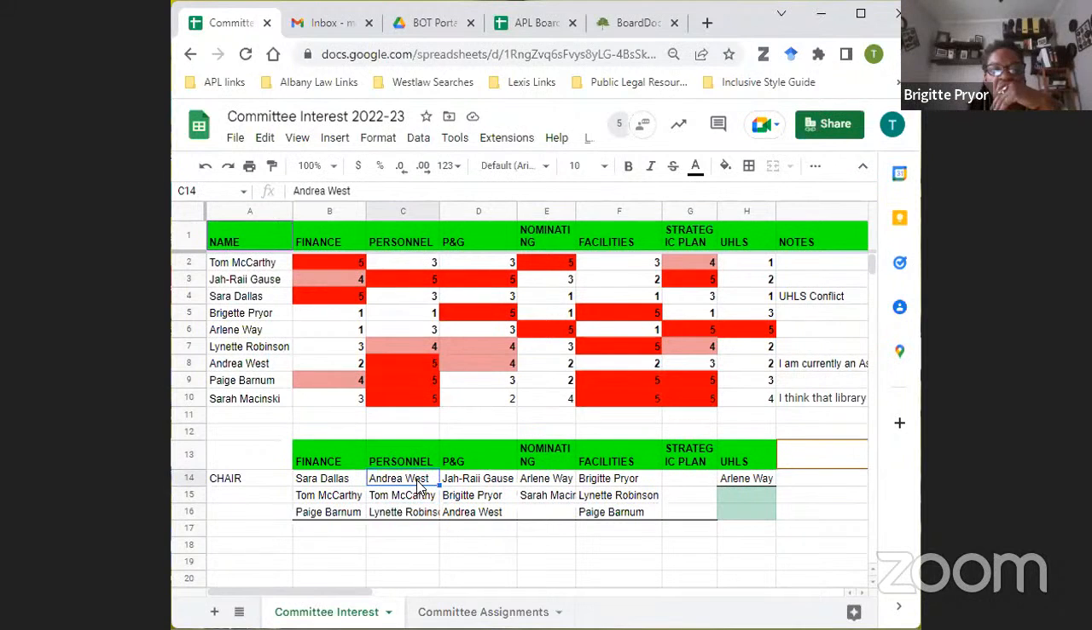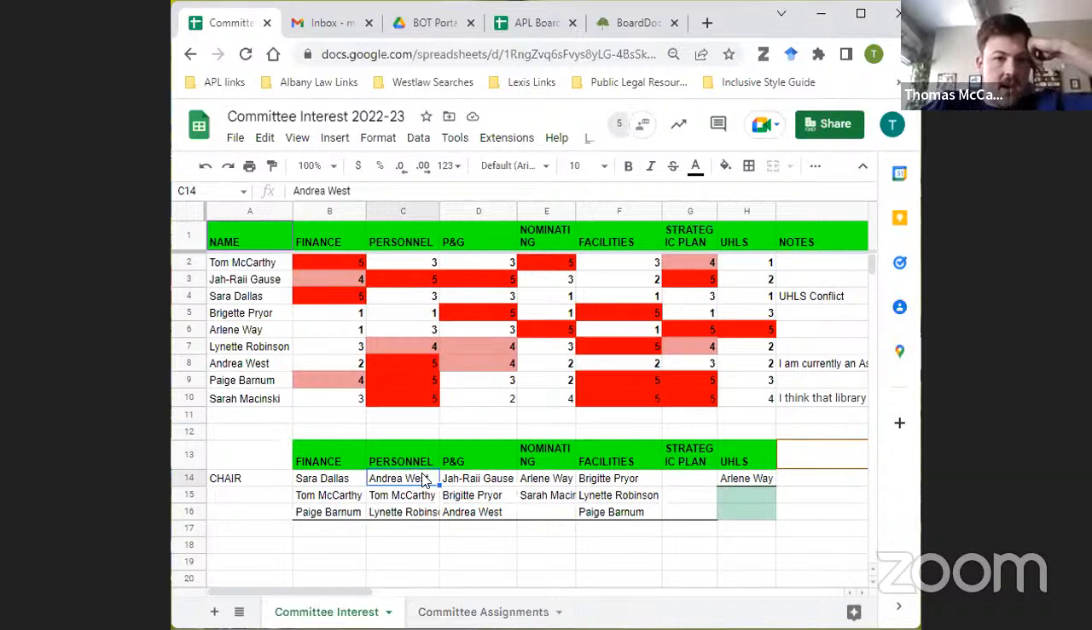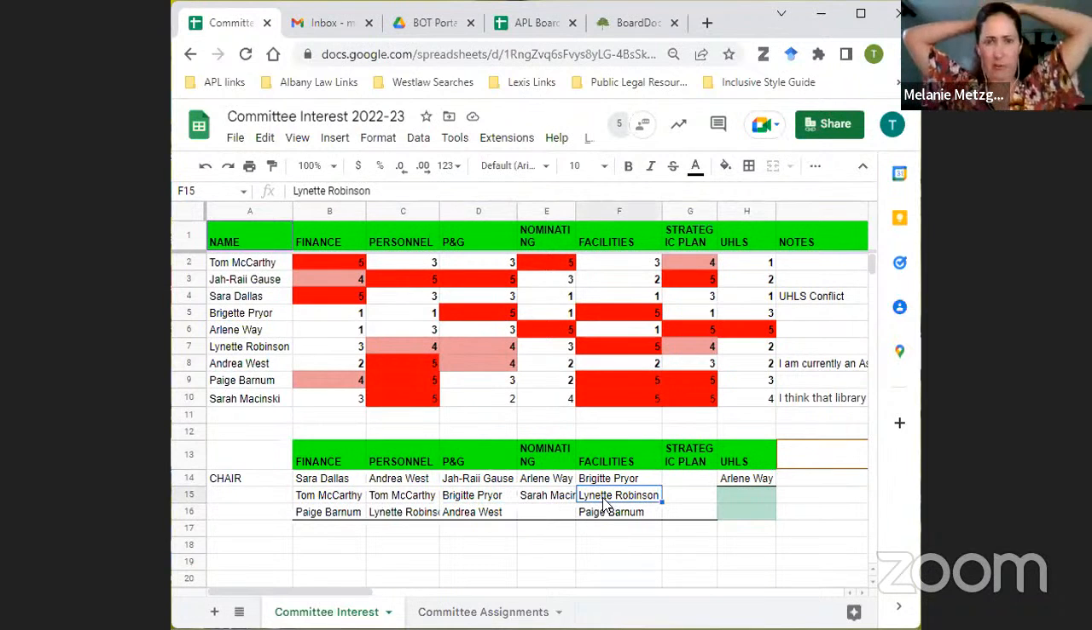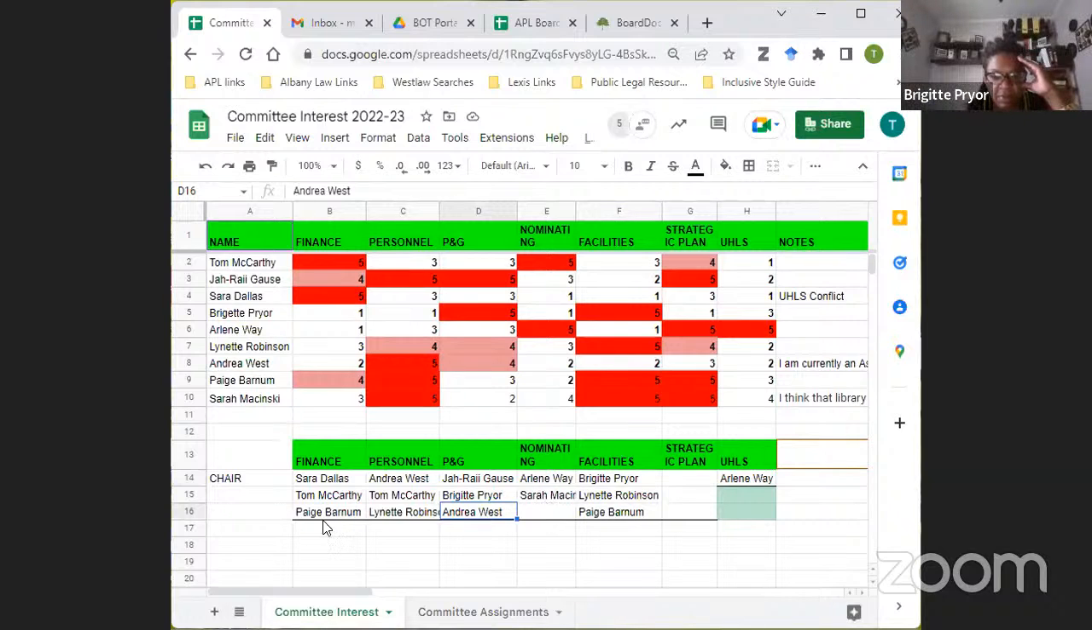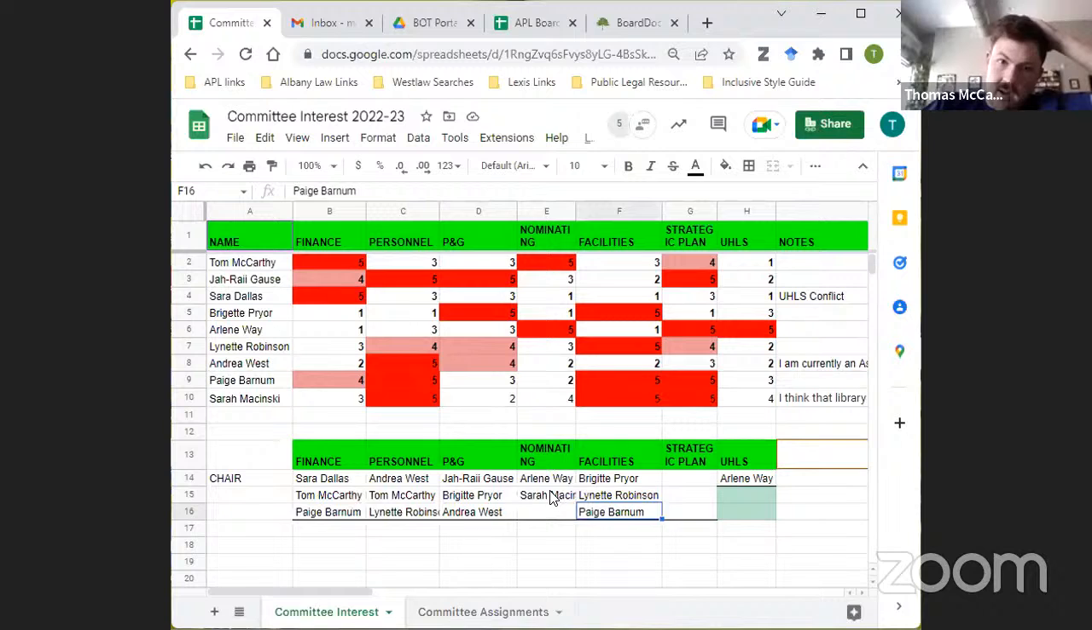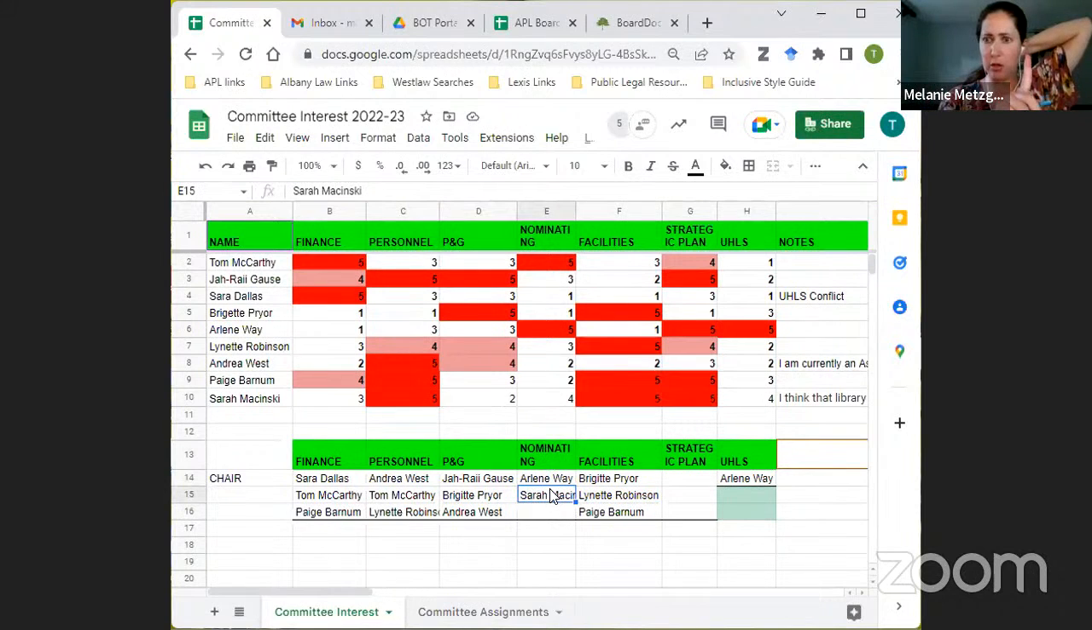If you can see here on the screen share, we gave Andrea personnel. We're thinking the chair of personnel should be Andrea. Okay, so then we were putting Lynette on P&G. No, we're putting Lynette on personnel with Andrea. And then Lynette's already on facilities. Is that her number 5? Yeah. So right now, Lynette has 2, Andrea has 2, Paige has 2, Sarah McKee has 1.